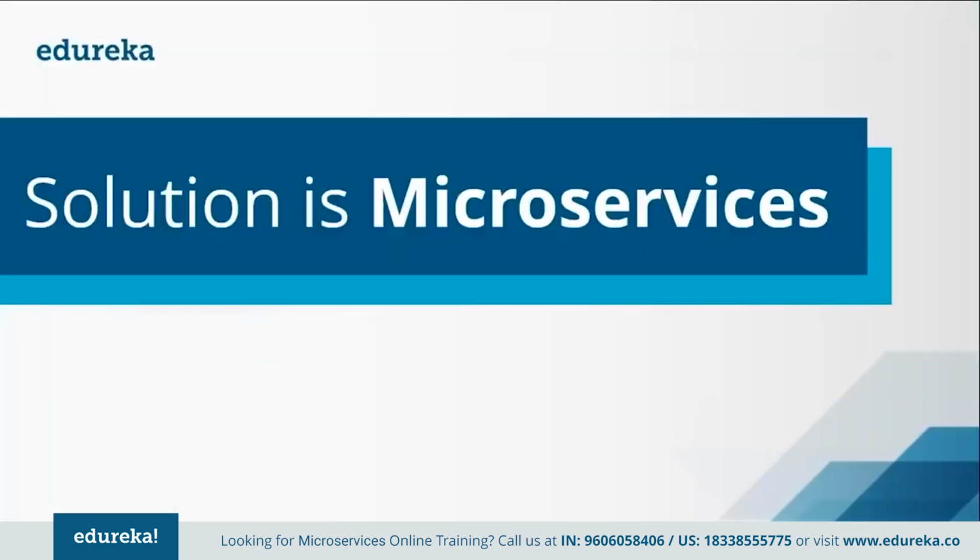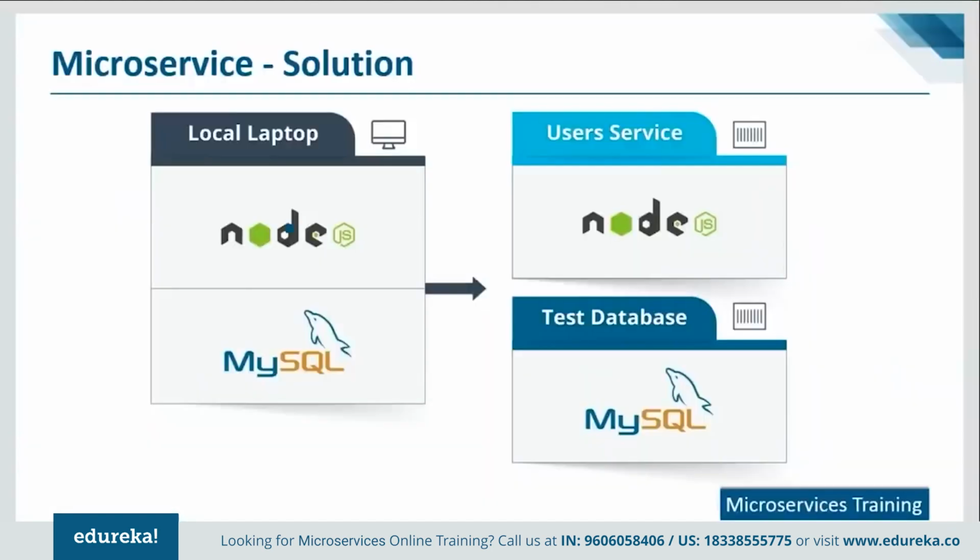Let us see what is the solution to such a problem. So it is nothing but microservices. Now what I'm going to do here is I am going to create two separate services, one called user service, another is test database running on a different Docker container. All right, so with this, we have separate services, or you can say we have separate microservices compared to a monolithic architecture that we had just seen.